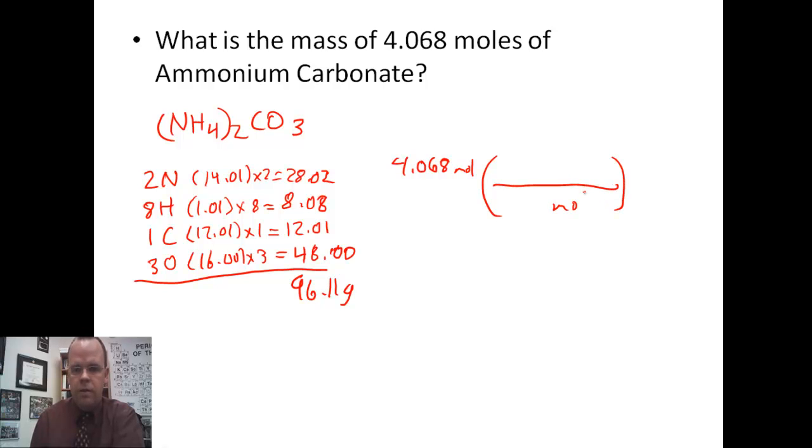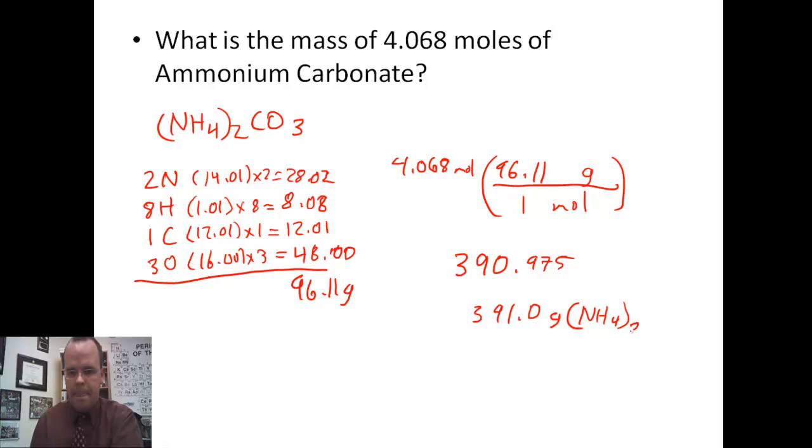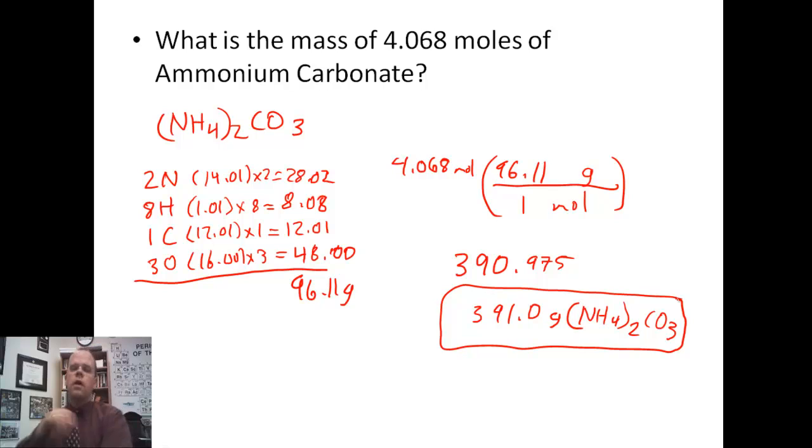So now 4.068 moles. We want to cancel moles. We want to go to grams. Multiply numbers on the top, and we'll keep the 4 significant figures, so 390.975, rounded to 4 significant figures would be 391.0 grams of ammonium carbonate. So those are your typical gram to mole or mole to gram conversions.